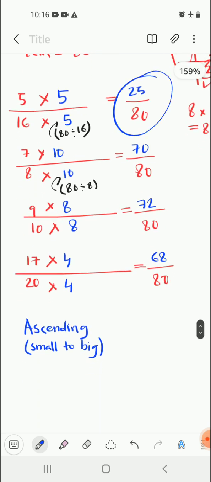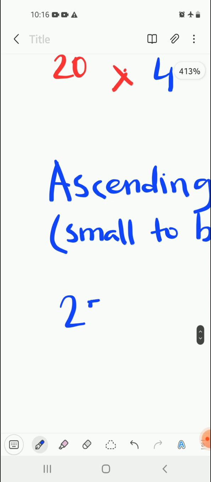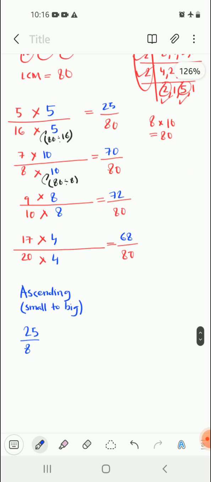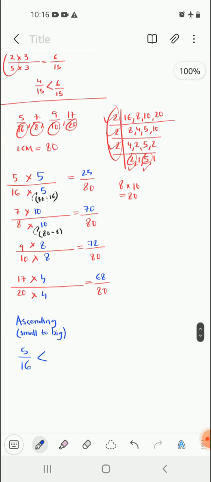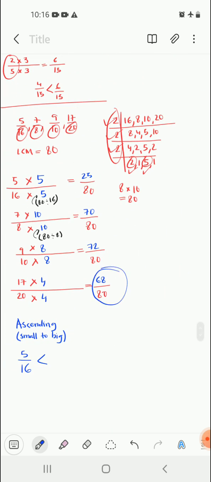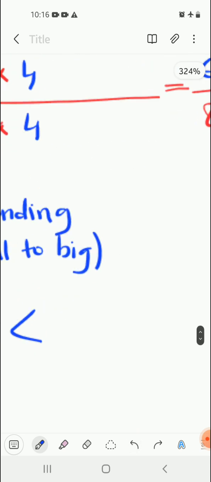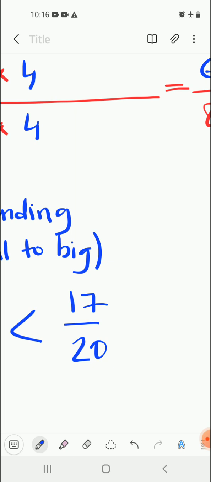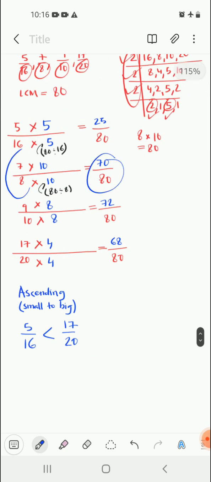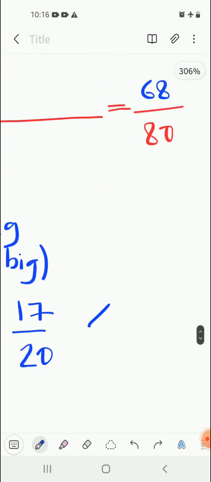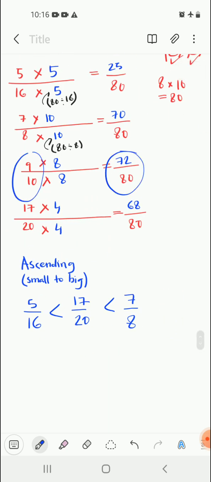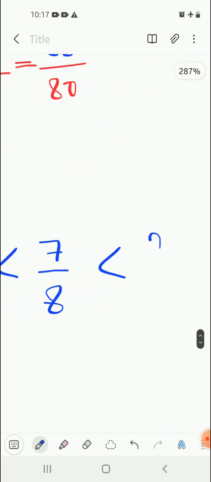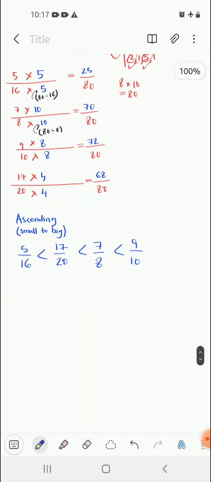So here see, the smaller numerator is 25 by 80. So we are going to write 25 by 80, which is actually 5 by 16. So rather we are going to write 5 by 16. Later than that, we have got the next, that is, you can see 68 by 80, which is actually 17 by 20. Then we have got 70 by 80, which is actually 7 by 8. And finally, it is 72 by 80, which is actually 9 by 10. So this is what we are going to do when we are asked to find in ascending order.